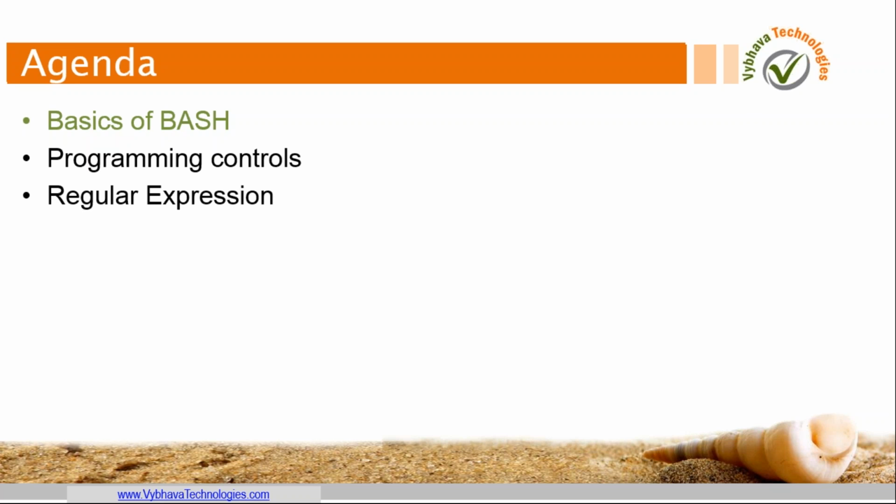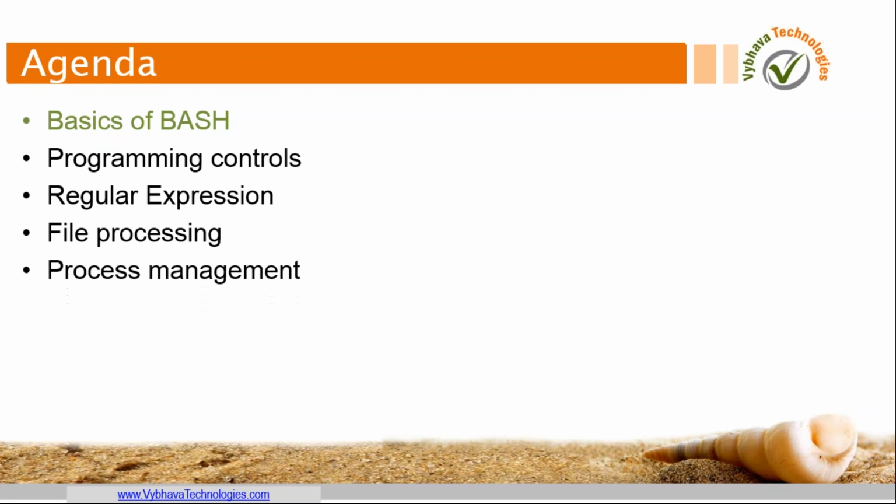So first we try to understand program controls, and then regular expressions. Then we'll move towards file processing, how we can do file processing, and then we try to understand processes. Whenever you work on WebLogic, WebSphere, JBoss, anything, you are going to use ps -ef pipe grep, then some process, Java, something like that. That is nothing but working on processes. Why and how, and all those details, we try to understand in the process management section.